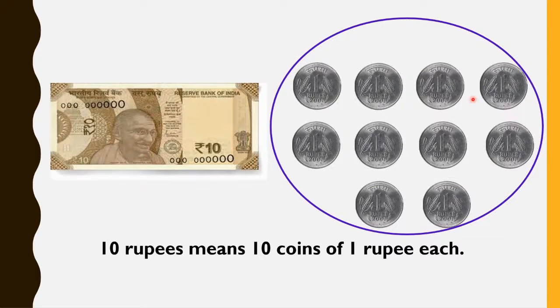Let's start counting the coins. 1, 2, 3, 4, 5, 6, 7, 8, 9 and 10. So there are 10 coins of 1 rupee. When the 10 coins of 1 rupee come together, they form a 10 rupee note. So 10 rupees means 10 coins of 1 rupee each.